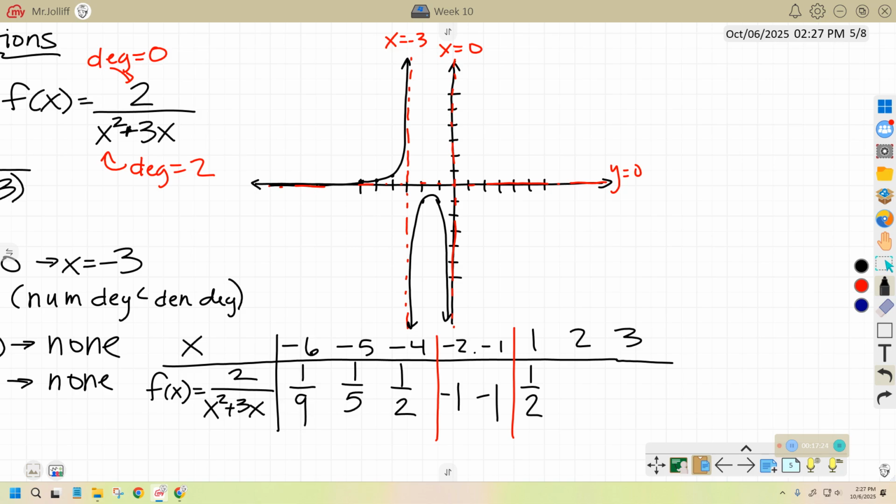You can check me, but I happen to recognize the symmetry. I know the next one's 1/5 and then 1/9. Again, plug in your calculator if you do not believe me. Which means on the right side of the graph, we're starting out at 1/2, and then we are getting smaller. So my graph is doing this.